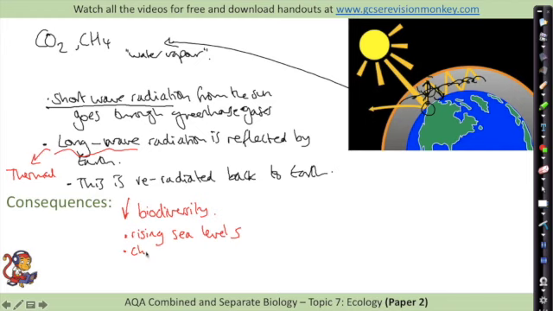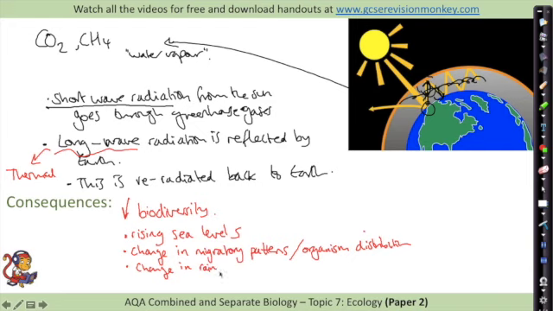It could cause a change in organism distribution or in migratory patterns. So those animals that are able to migrate and move, they might choose to live in slightly different areas and slightly different regions because of the changing temperatures on the planet. It could cause a change in rainfall. That could be more rainfall in some areas and less in others, so it could cause droughts or severe rainfall depending on where you are, and also more extreme weather events.